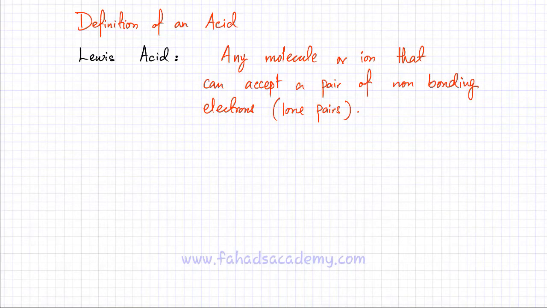In this lecture, we're going to discuss the second definition of an acid, and this is the Lewis acid. It's a molecule or ion that can accept a pair of non-bonding electrons, which are also called lone pairs. Lone pairs are electrons that are not involved in bonding, and they are present in the outer shell. And if you're doing A levels, then they are completely full outer orbitals that are not involved in bonding, and that can form a dative bond.